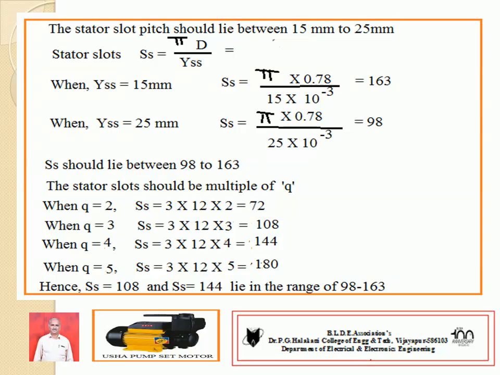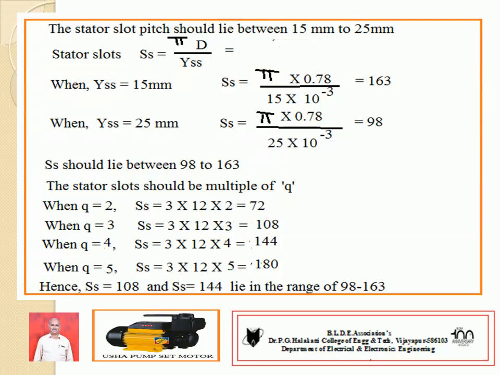Hence, the stator slots should be a multiple of Q, that is the second condition. Then you go on calculating all possible values in this range. So number 1, Q equal to 2, calculate, you are going to get 72. Similarly, you follow up to 5, which should satisfy the minimum to maximum range. Calculate all possible values.